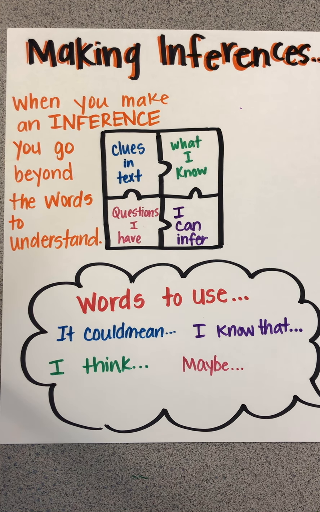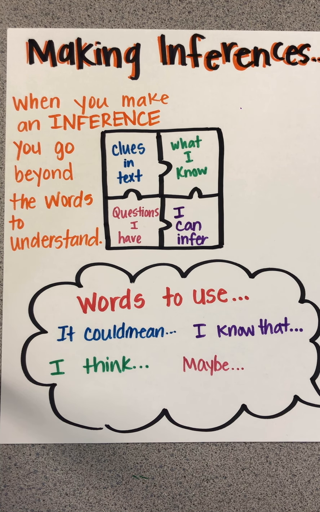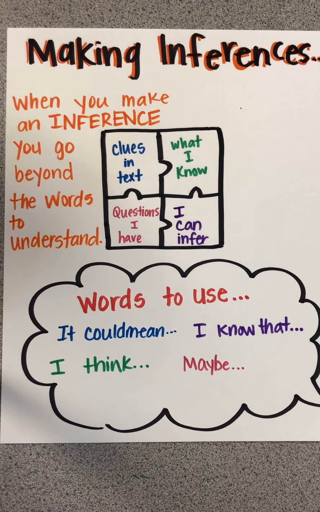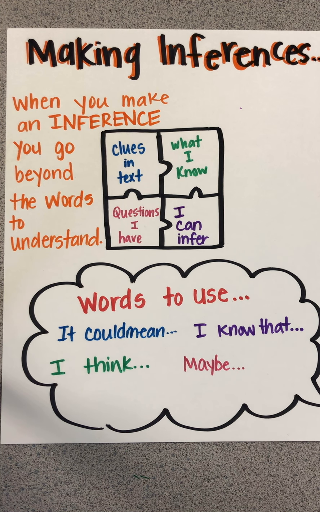So good readers always infer. So when you get to a part in the book and you're like, oh, I think they're going to do this, and you're making a guess, that is inferring. That's using the clues that you're given to make an inference or to make a good guess about what you think is happening. Okay, so that's what we're going to be doing this week, and we have a fun activity to do today on making inferences, and I hope that you enjoy it.